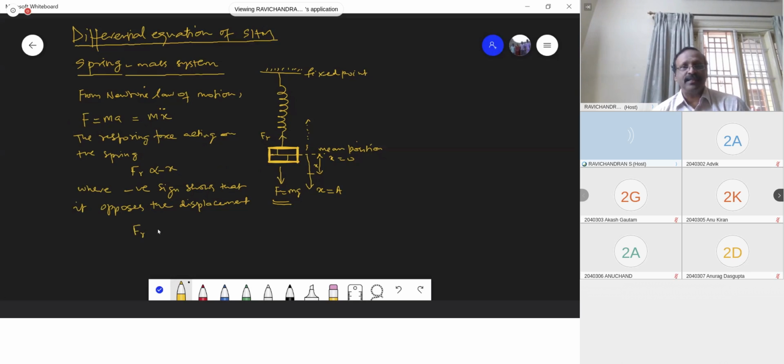So Fr is equal to, I introduce some simple constant here. Let the constant be k into x. This is a proportionality constant. Later, I'm going to call this constant a spring constant or force constant. Right?